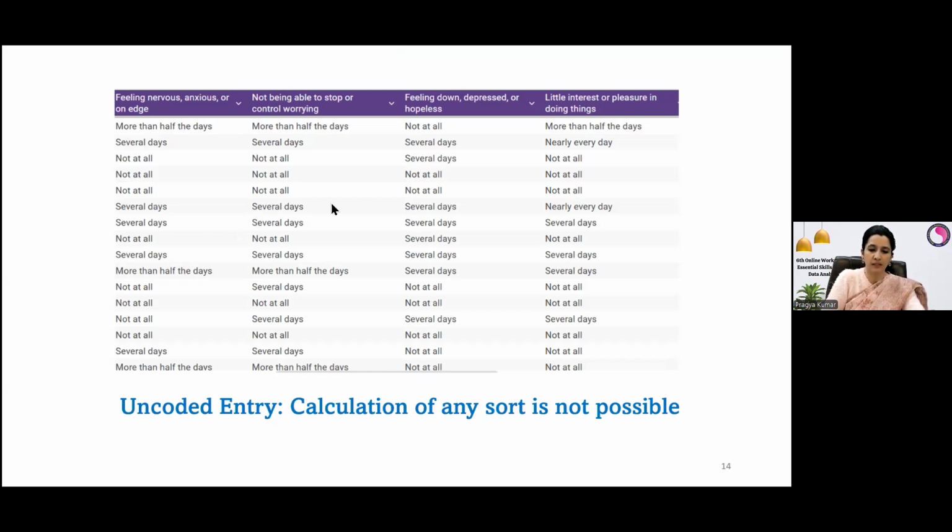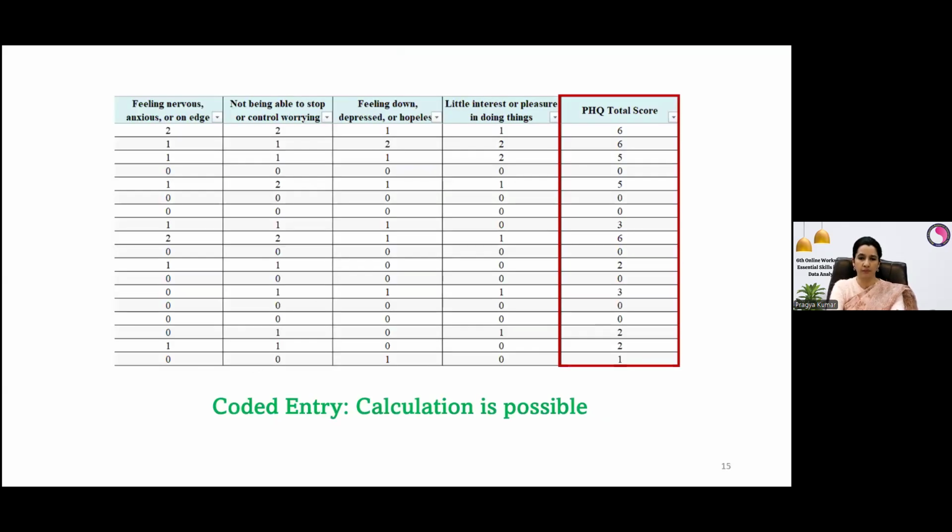Again, you can see this is an uncoded entry. If I write feeling nervous, anxious, or on edge, this is the question which you people have answered. And if you have answered more than half a day, this is in words. So this is an uncoded data entry, and calculation is not possible. If I have to calculate the total score, I cannot add this and this, because these are in words. So if your data is not coded, you cannot have a calculation. So all the data entry should be coded.